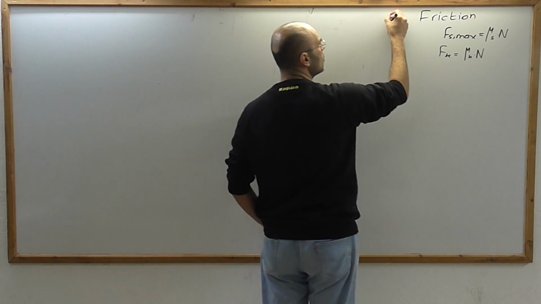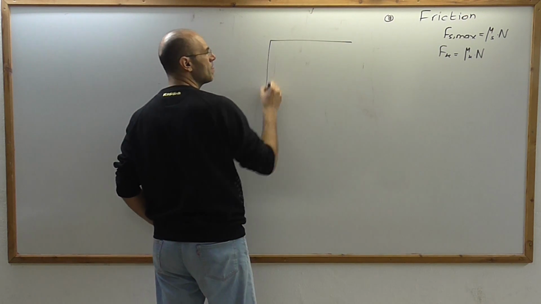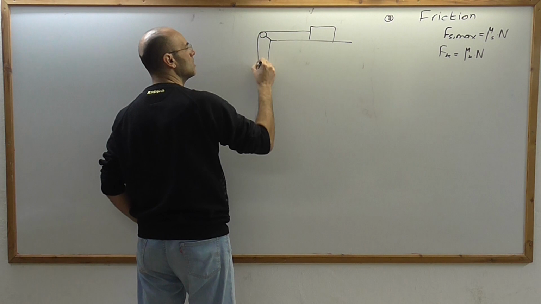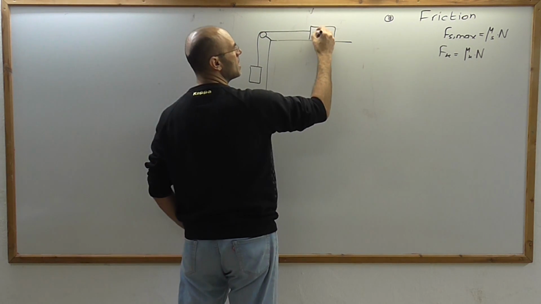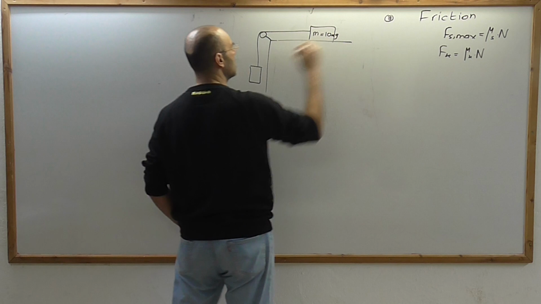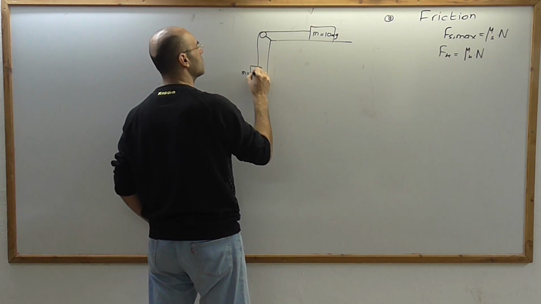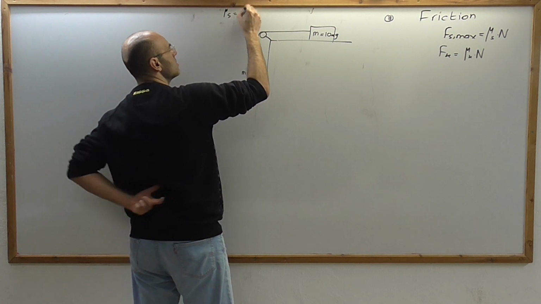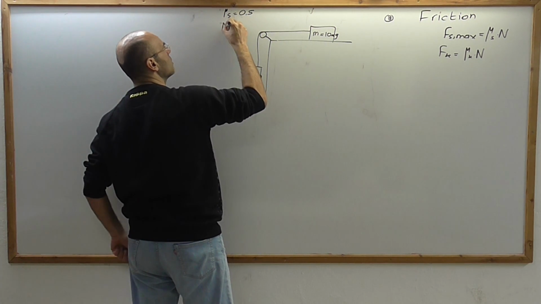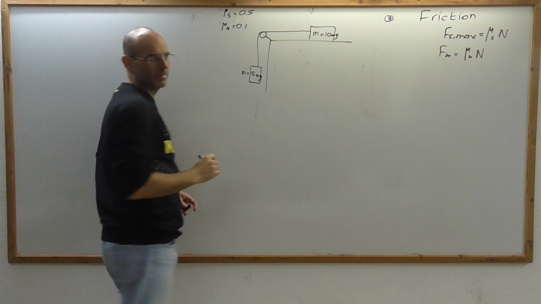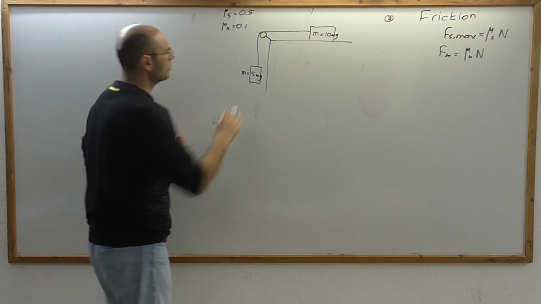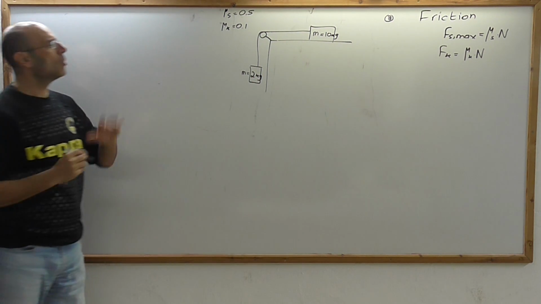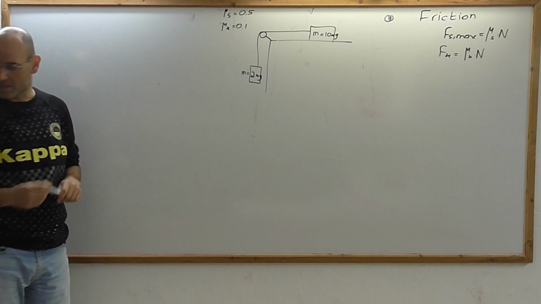Let's do exactly the same in the opposite direction. Okay, let's say this mass is 10 kilograms, this mass is 5 kilograms, and the mu static is 0.5 and the mu kinetic is 0.1. Now let's reduce it to 2. I want to know exactly the same question, what will happen to the system.